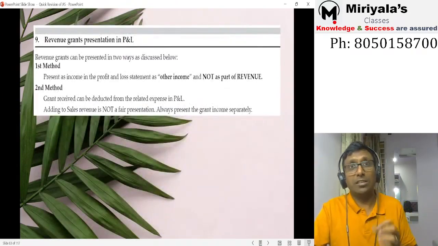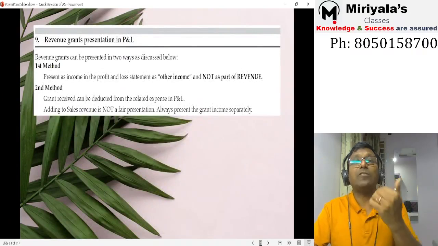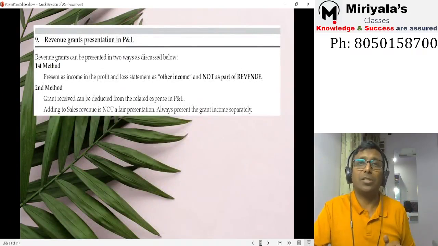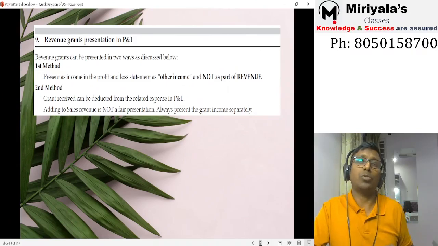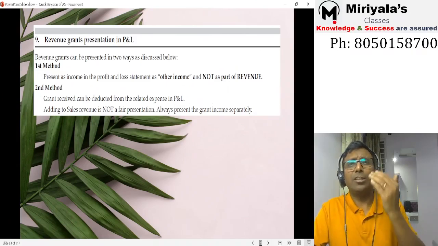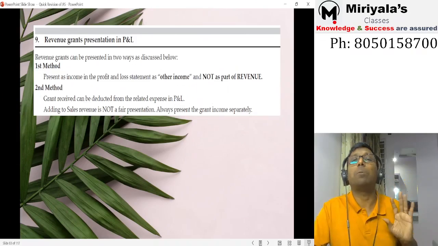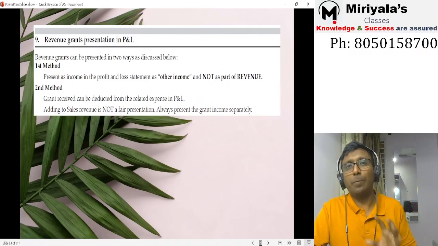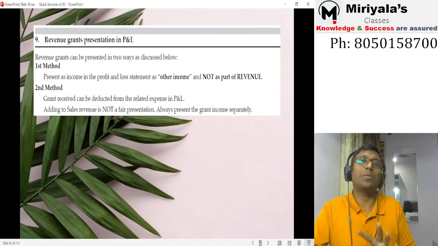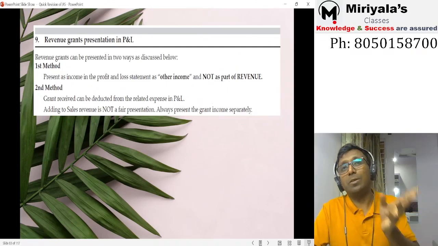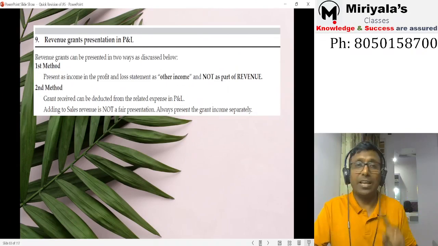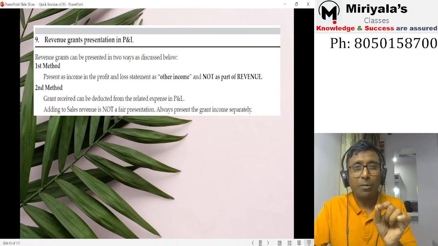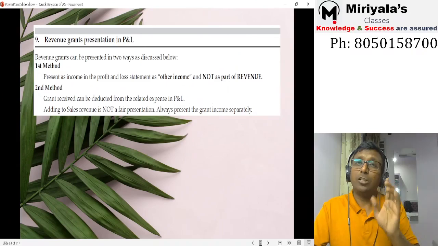Okay, and the third thing, sir, I have received money that is related to P&L expenditure. Again, here also there are two approaches, two methods. These two methods are the company's accounting policy choice. Method number one, you can directly reduce it from the respective expenditure. Second one, it should be presented as other income. Again and again, listen carefully. Government grant can never be a revenue from operations. It should always be other income if you want to take it.